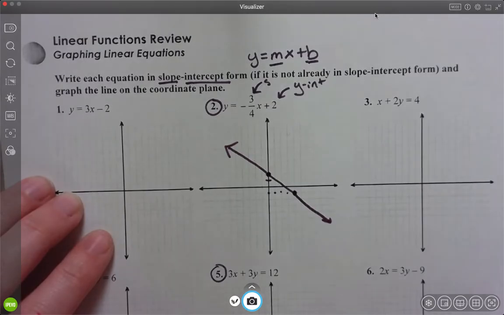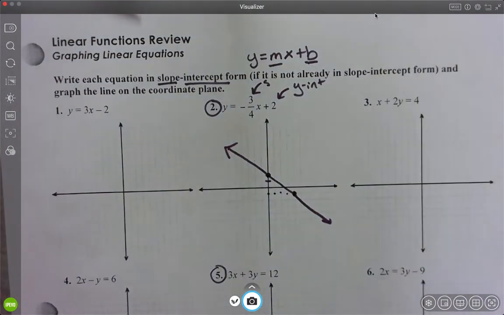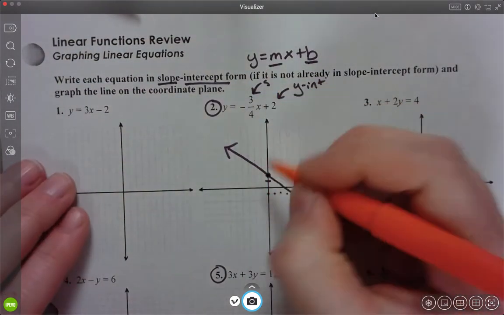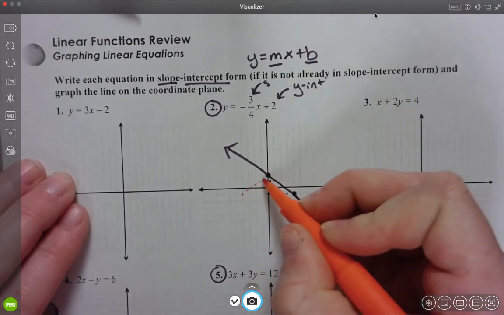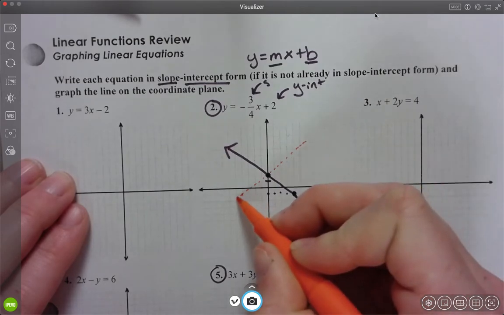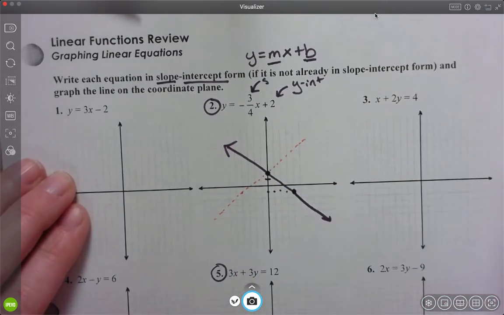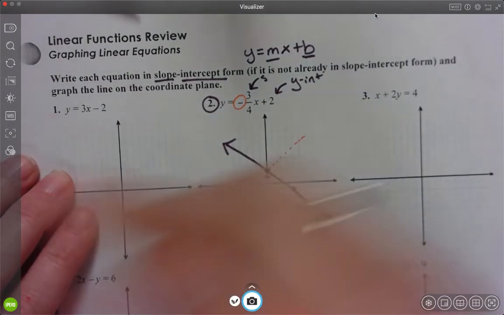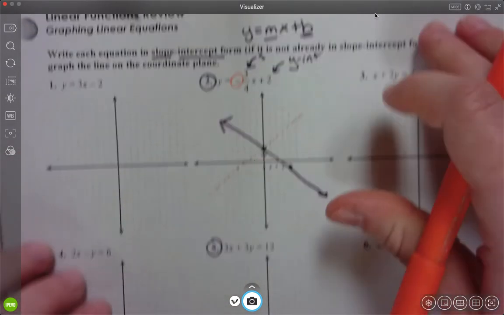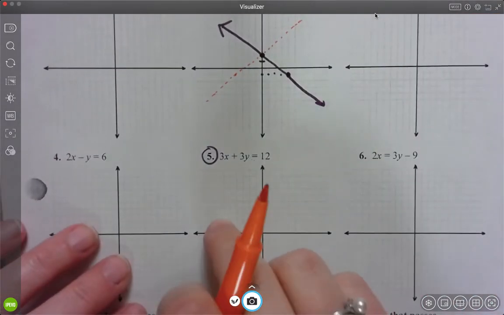I have a lot of people, though, that do this incorrectly, who start up here at 2 and go down 3 and this way 4, okay. If I would do that, and don't draw this on your sheet, I would end up with a line that's going uphill, okay? And my slope is negative, so I want to make sure that my slope is going downhill, so it looks like that, okay?